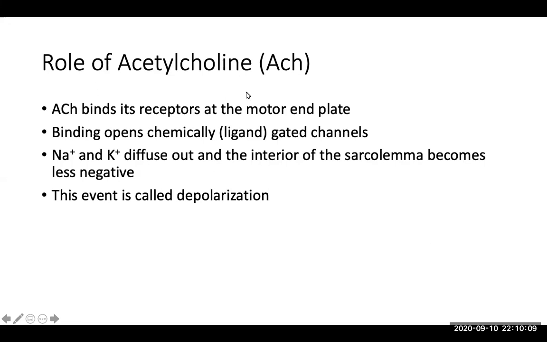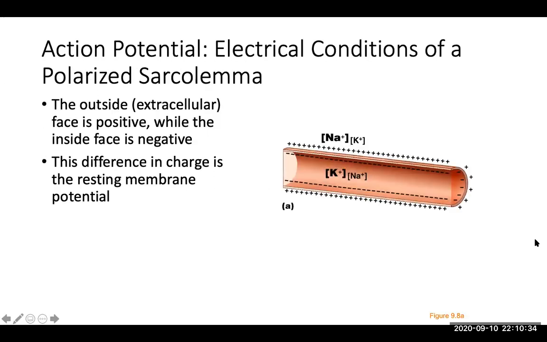So what does acetylcholine do? It will bind to its receptors at the motor end plate. The binding of it will open what we call chemically ligand-gated channels, and this causes sodium and potassium to diffuse, and the interior of the sarcolemma becomes less negative. When something becomes less negative, this is called depolarization, and this will start the action potential to travel.